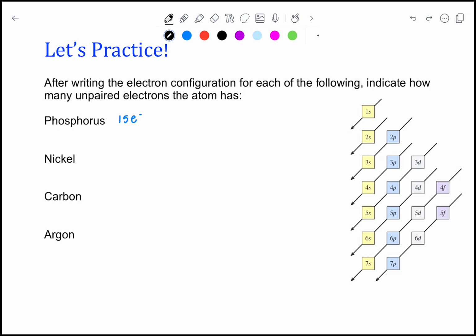Okay, so we start off with 1s, and I know that can hold 2 electrons. We then jump up to our 2s, which again can hold 2 electrons.